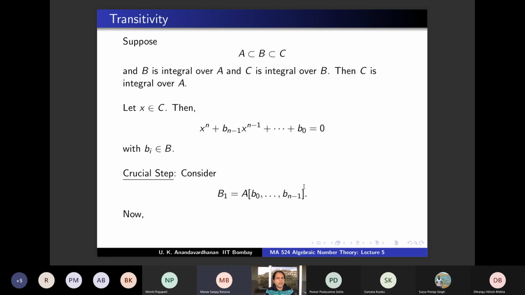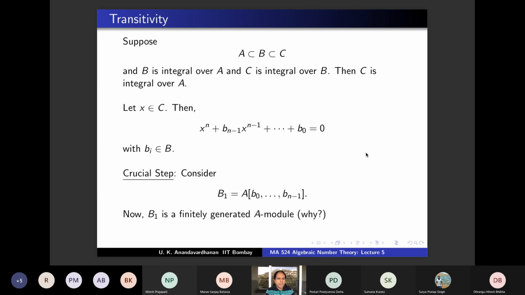Finitely generated as an A algebra is clear, but the crucial point is finitely generated as an A module. So that was non-trivial, in the sense there was something to be done. So we have proved in the last slide that B1 is a finitely generated A module.